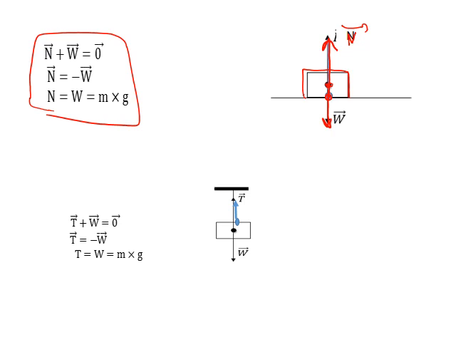G. In this figure, we have weight from the center of gravity and tension from the contact point. At equilibrium, T plus W equals 0, vector T equals minus vector W, T equals W equals M times G.